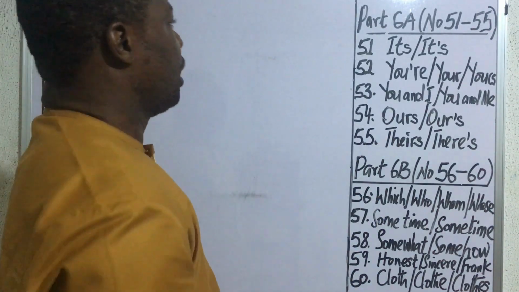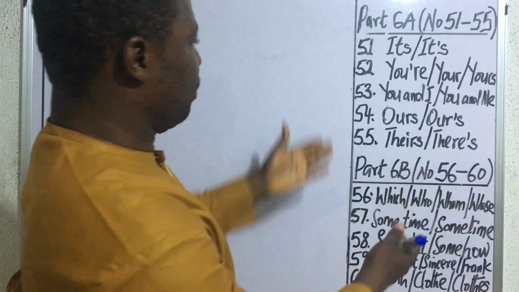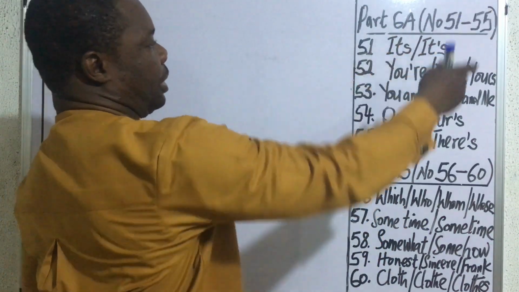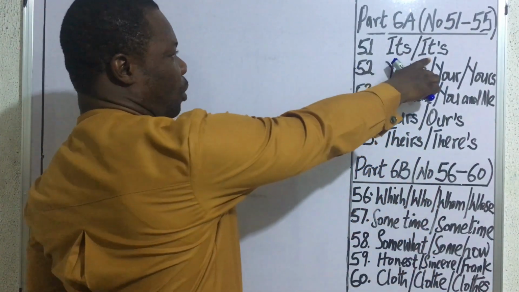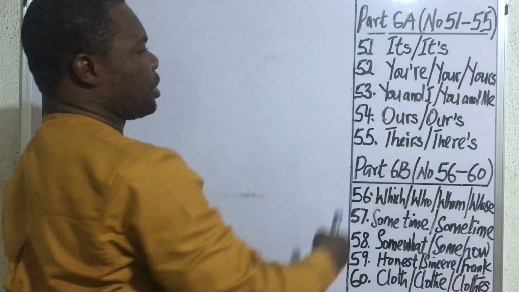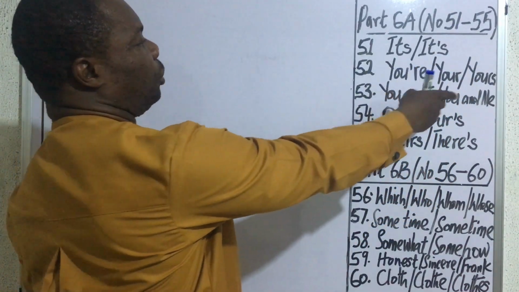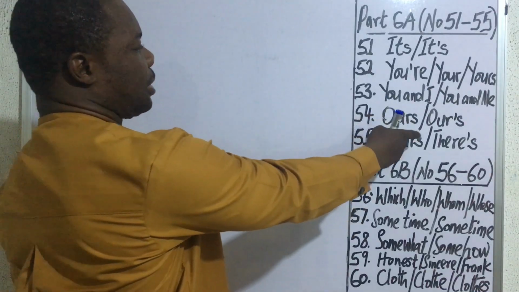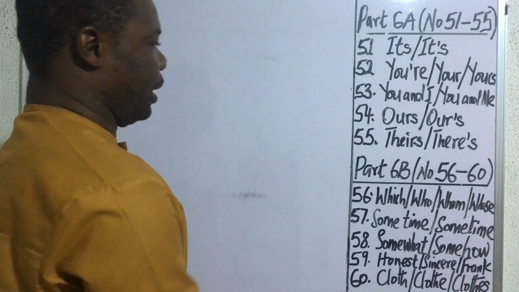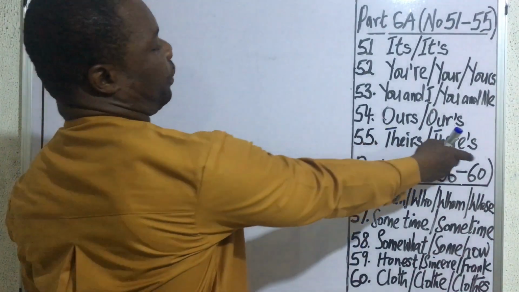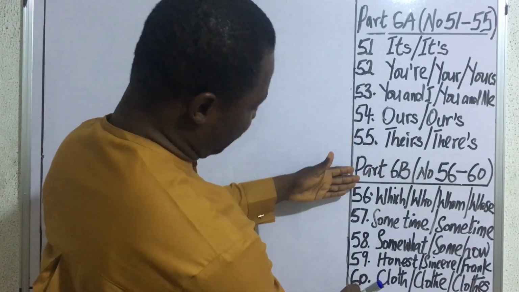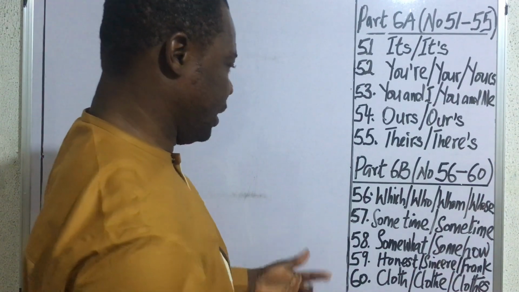For words number 51 to 55, we have words like its and it's, that's the one without apostrophe and the one with apostrophe. Then we shall be looking at your and yours, you and I/you and me, then ours without apostrophe and our's with apostrophe. And then we'll be looking at theirs. And then in the second part of this episode, we'll be looking at words number 56 to 60, like I said earlier on.